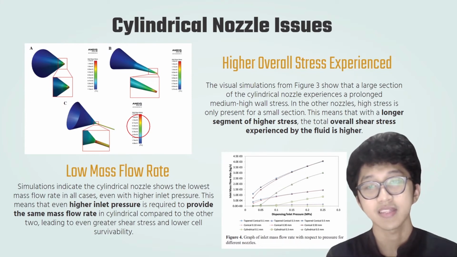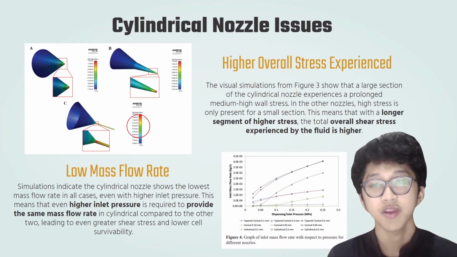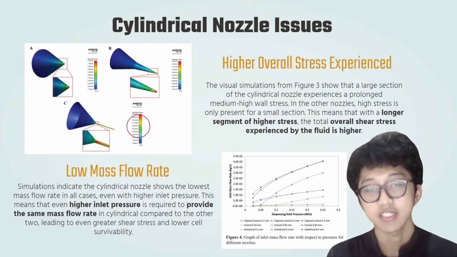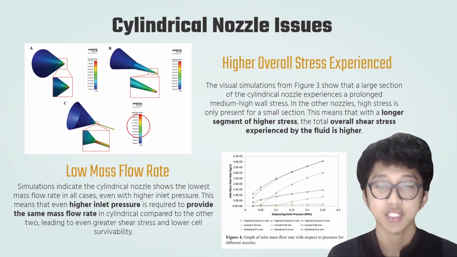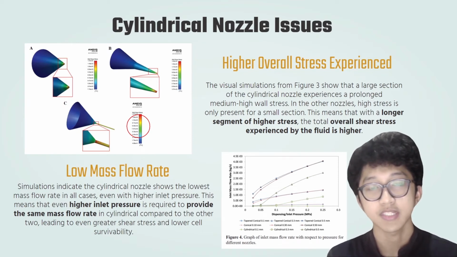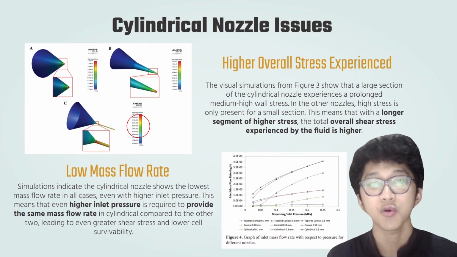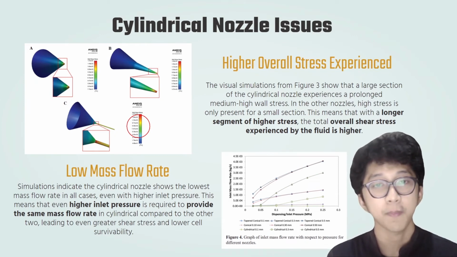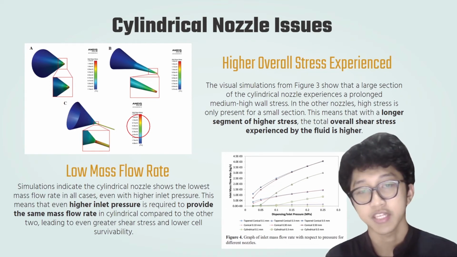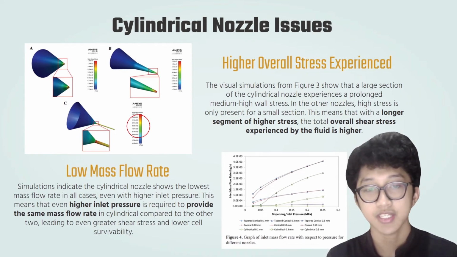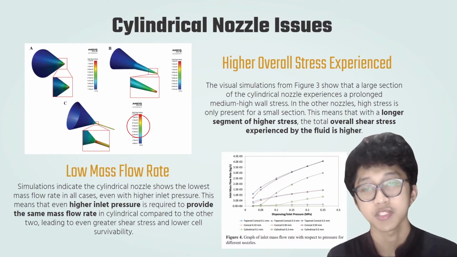The second one being that cylindrical nozzles show a very low mass flow rate of the bioink. The simulations show that even with higher inlet pressure provided, the mass flow rate of the cylindrical nozzle remains the lowest out of the three. This means that even higher inlet pressure is required to provide the same mass flow rate in the cylindrical nozzles compared to the other two nozzle types. When we provide even higher pressure, this would mean greater shear stress and in the end lower cell survivability in the hopes of achieving the same mass flow rate, which is not ideal in the case of bioprinting.